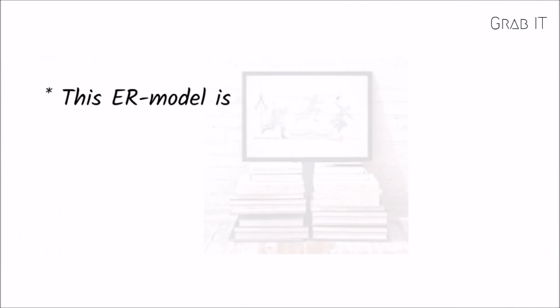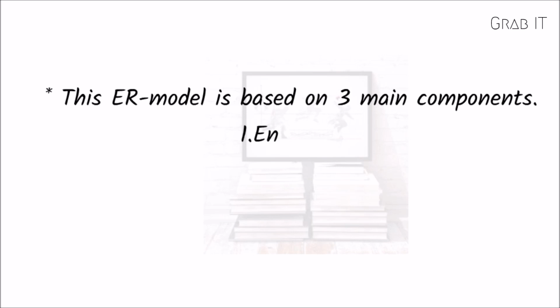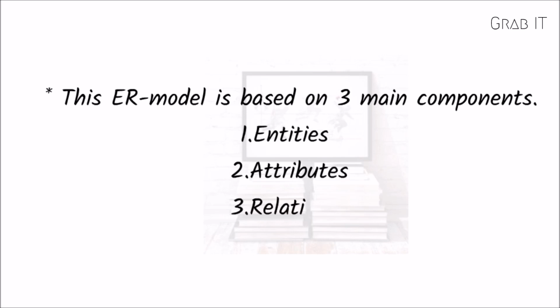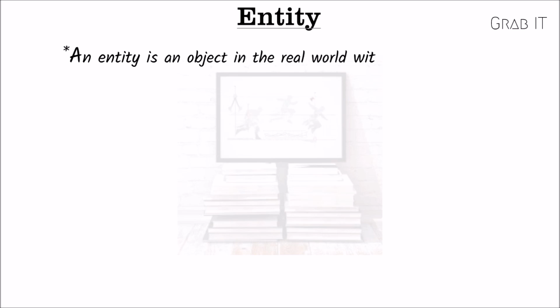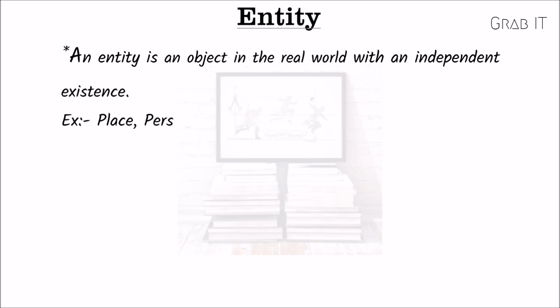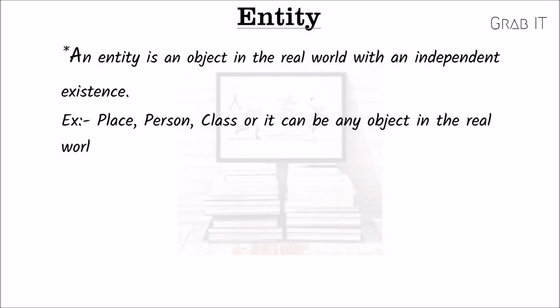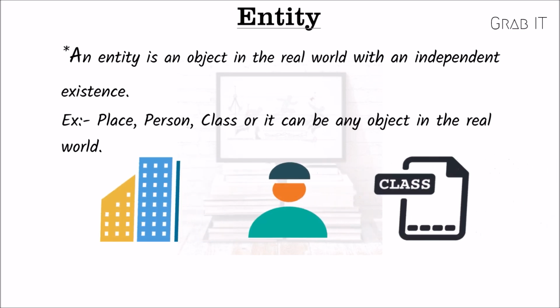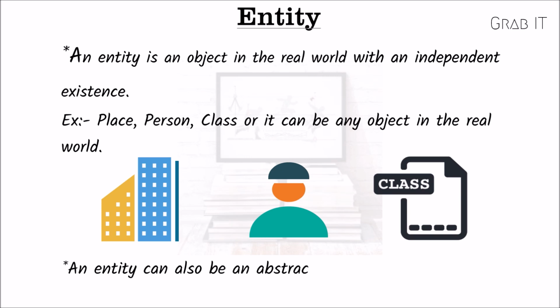This ER model is based on 3 main components. The first one is entities, the second one is attributes, and the third one is relationships. Entity. An entity is an object in the real world with an independent existence. Place, person, class, or it can be any object in the real world. An entity can also be abstract, for example a concept, event, holiday, etc.